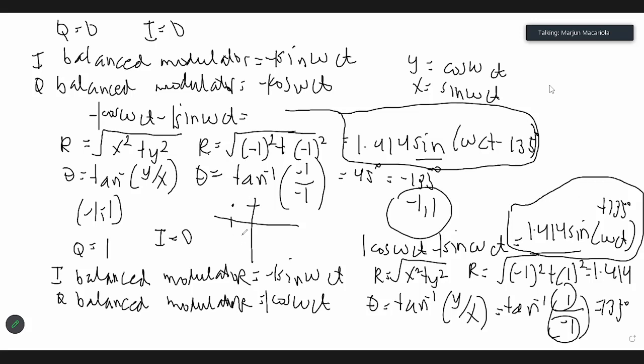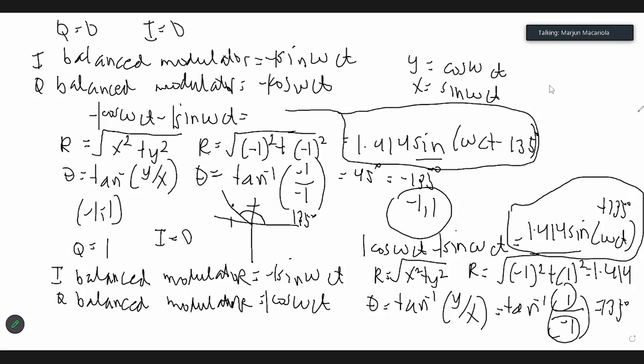Okay? So quadrant 2, kung lumabas ay positive 45, ito ba ay positive 45? Hindi, kasi ito ay 90 plus 45 is 135 degrees. Kaya naging siyang positive 135 degrees. Nakukuha? Yes po. Okay, good.